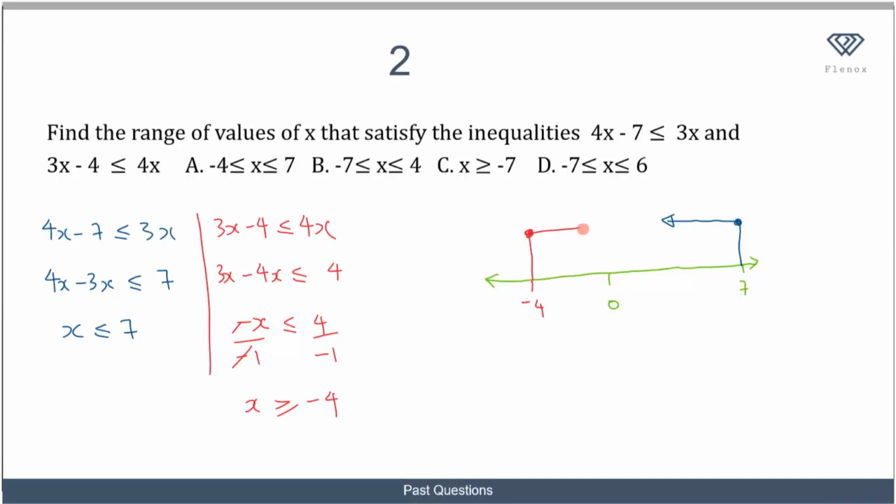So I have this coming in this direction. As you can see, the range of values would be the values that fall in between this region here, and that can be represented as what? Minus 4 is less than or equal to x, which is less than or equal to 7. So the answer to this question is what? Is A. So the correct option is A.